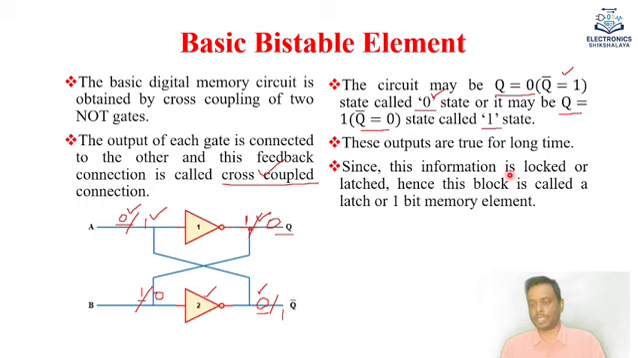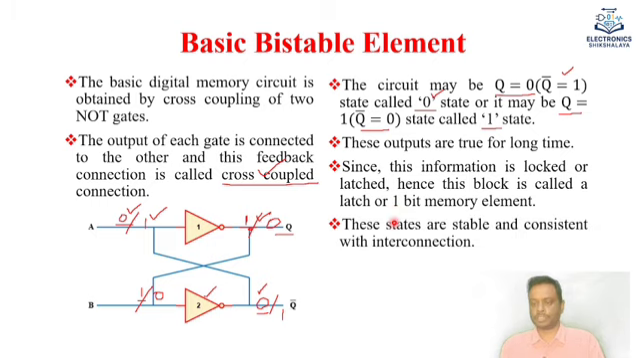Hence, this block is called the latch or 1-bit memory. It can store only 1 bit. That is why this is also called the 1-bit memory cell or 1-bit memory element. It has two stable states: one is 0, another one is 1. These states are stable and consistent with the interconnection. So this is all about latches.